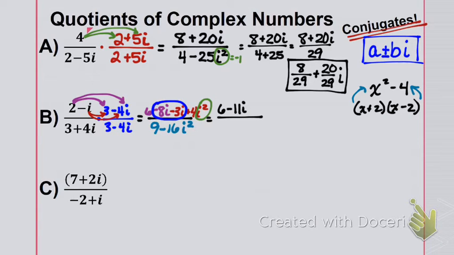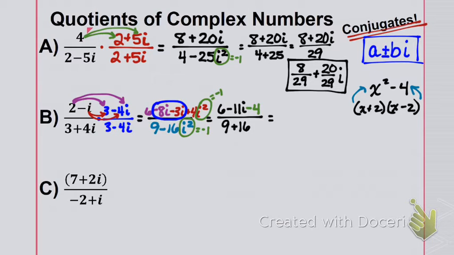I squared turns into a negative 1. So I have 4 times negative 1, which is what? Negative 4, or minus 4. Same kind of thing down here in the denominator. I have an i squared. So instead of my denominator being 9 minus 16i squared, I have what? 9 plus 16.